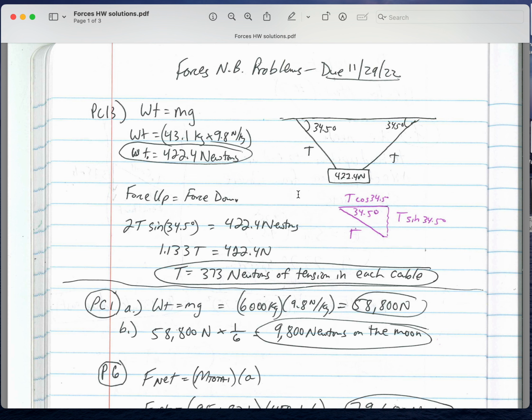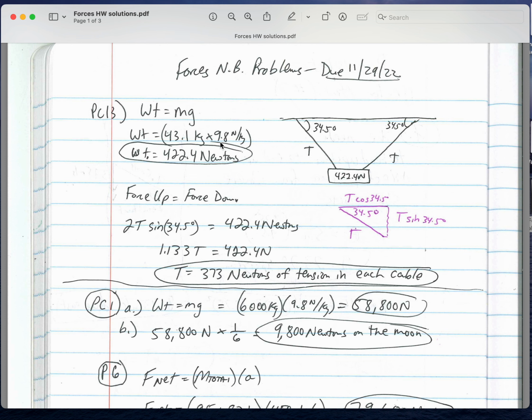Problem here, PC13, it's very much like one of the practice problems. So we've got two cables coming down. They're both at the same angle, so they're going to have the same tension in them. The tension is along the ropes themselves. The thing that we got to think about is vertical forces are going to equal 0.